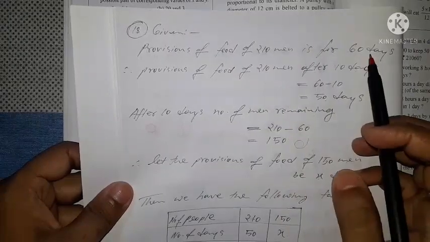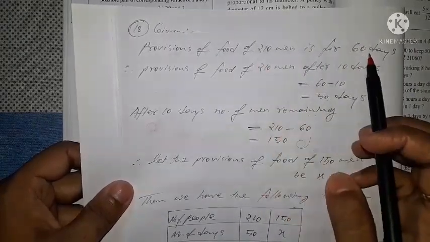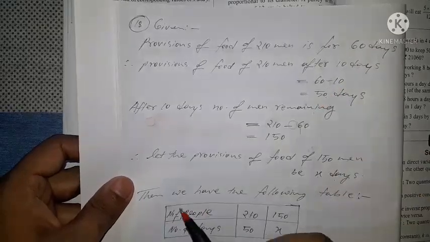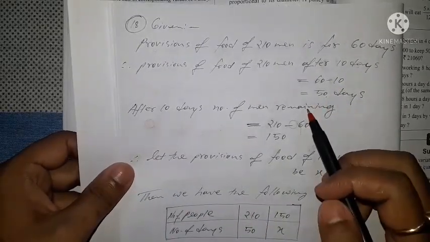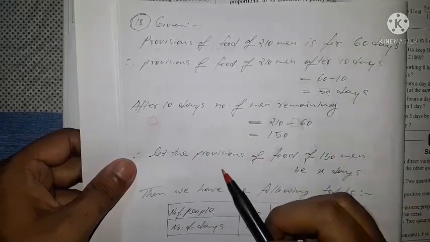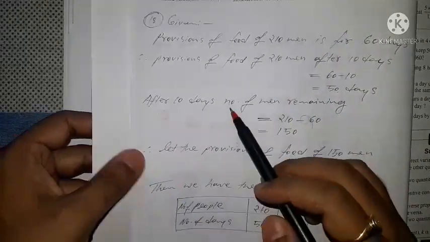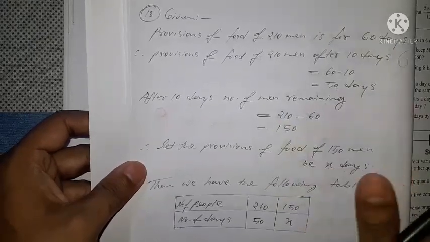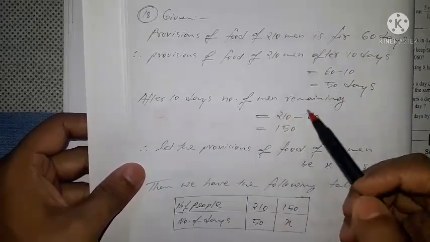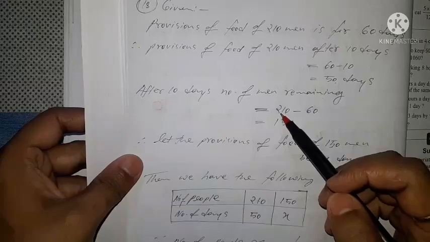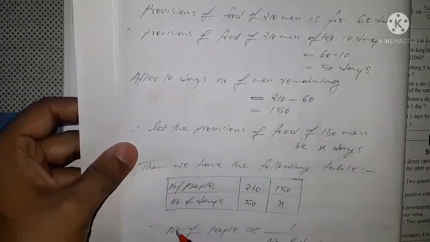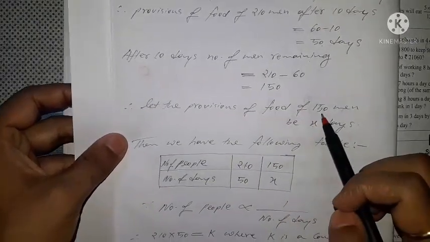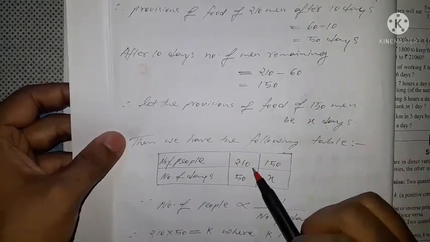Since the total number of days for 210 men is 60 days, after 10 days it will be 60 minus 10, that means 50 days. So the food will last for 50 days for 210 men. After 10 days it is given in the question that 60 men left. So therefore 210 minus 60 is equal to 150. So let the provision of food of these 150 men be x days.